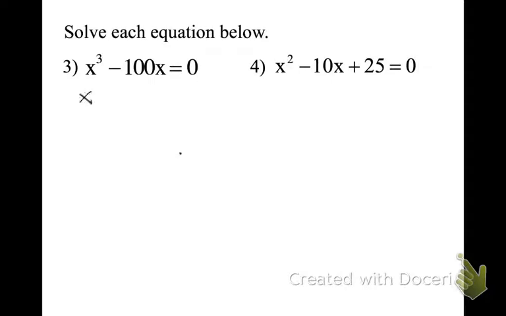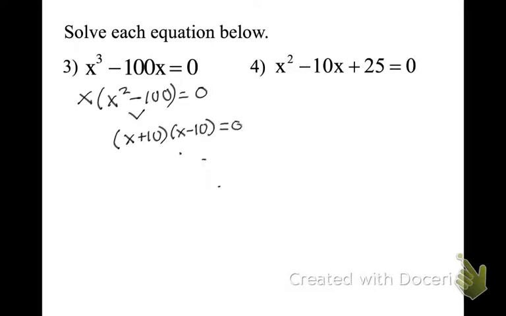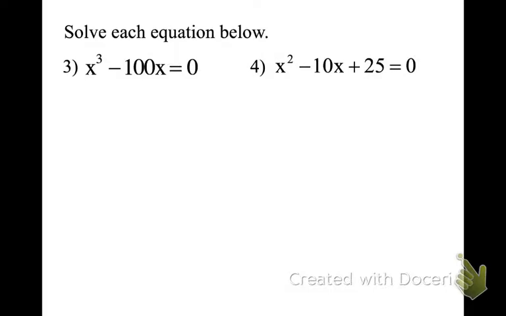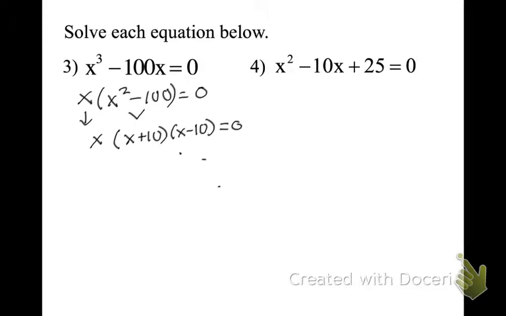On the first one, we can factor out the GCF, x, and we've got x squared minus 100 equals 0. You need the parentheses there. I can factor that further because that's what we call a difference of squares. It's x plus 10 times x minus 10 equals 0. And remember, we have to bring down everything else. Okay, so I've got three factors.